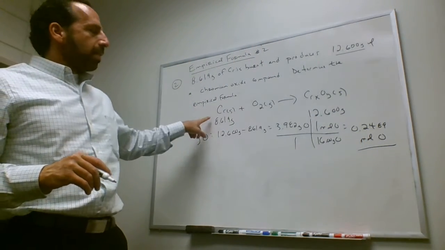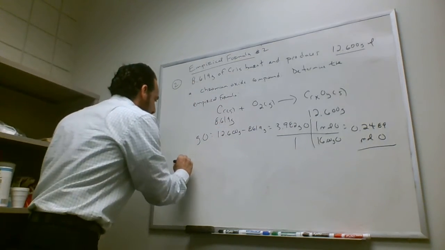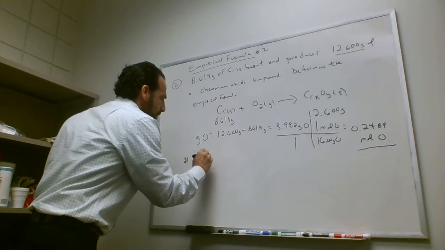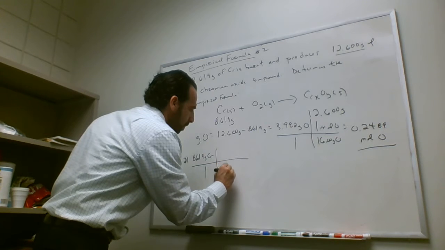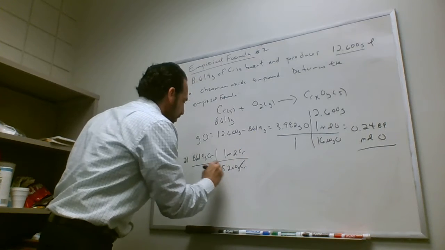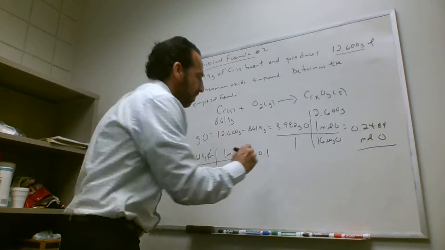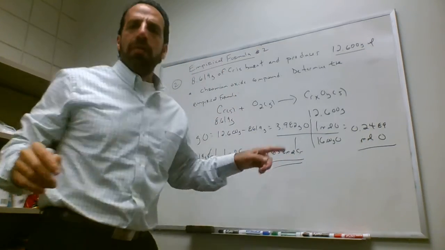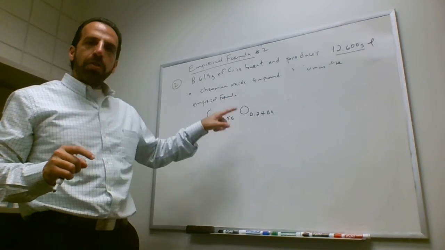Now I'm going to do the same for chromium. Get the grams of chromium and convert to moles. So for empirical formula, always convert grams to moles. Look up the molar mass of chromium, which is 52. It's going to be 0.1658 moles of chromium. So I've written the moles of chromium and the moles of oxygen as subscripts.